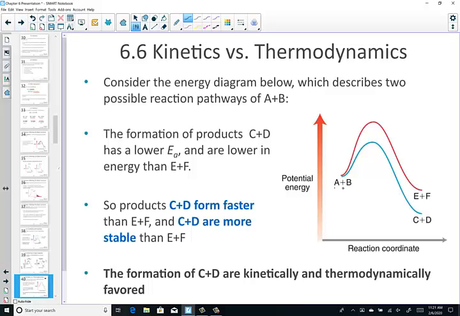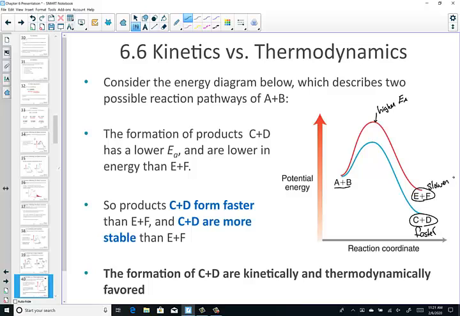Here we have two reactants, A plus B, and I see two different pathways. One's in red, one's in blue. Clearly the red has higher activation energy and therefore is not favored for kinetics, right? So what will happen is these will form faster and E and F will form slower. I can get the kinetics information out just by looking at the activation energy.